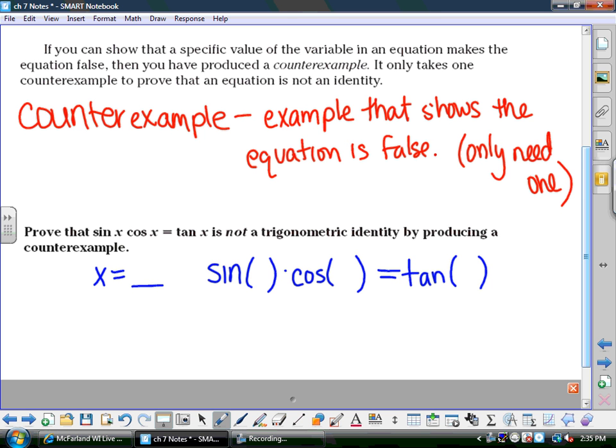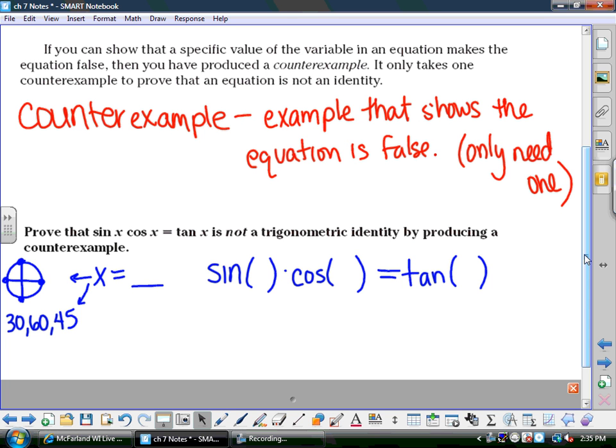As we're picking values for x, we want to pick values that are easy. And easy values would be anything on my unit circle. So 0, 90, 180, 270, or any of the values from our special triangles, 30, 60, or 45. Those are all going to be values where it's really easy to find the sine, cosine, and tangent. We can do them using special triangles.